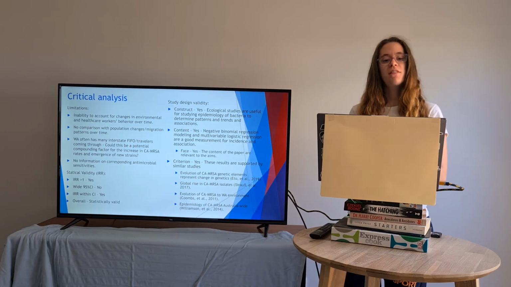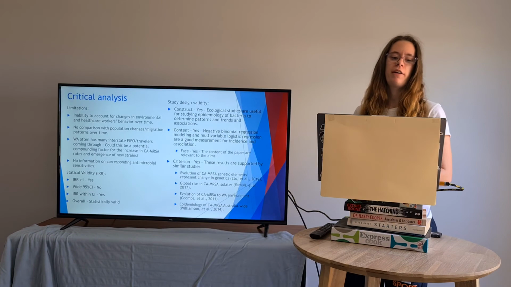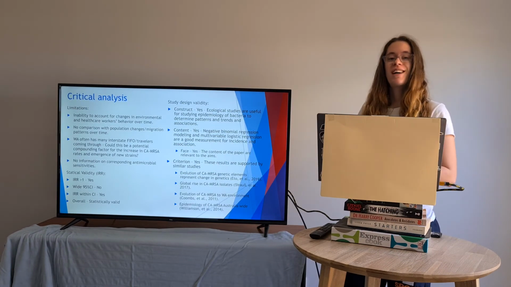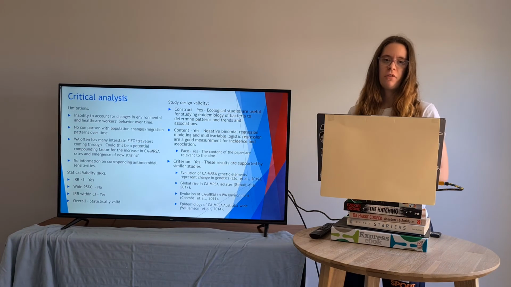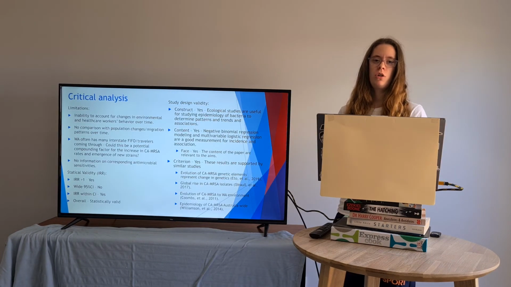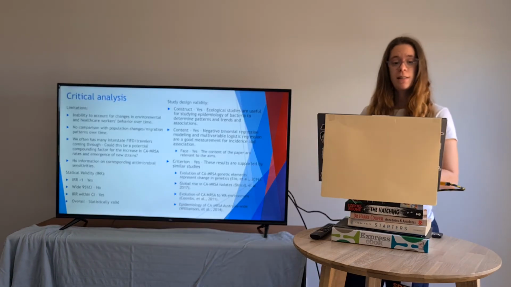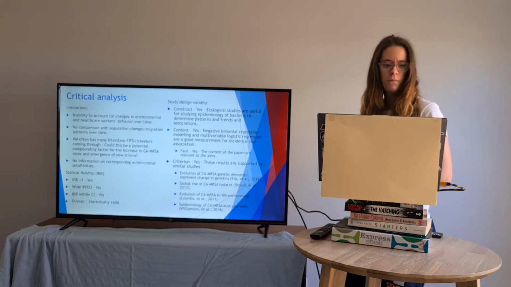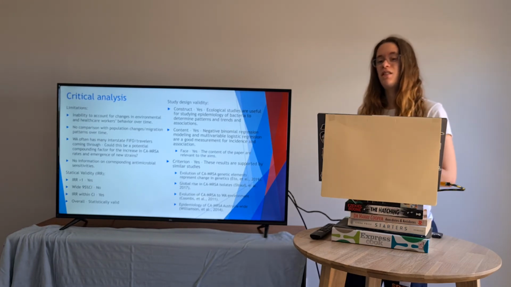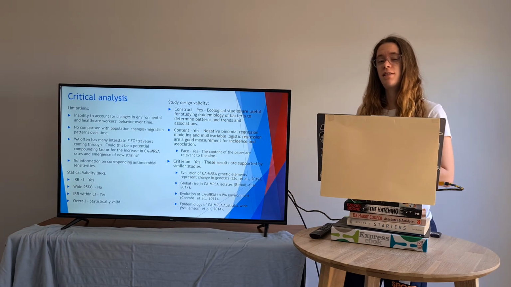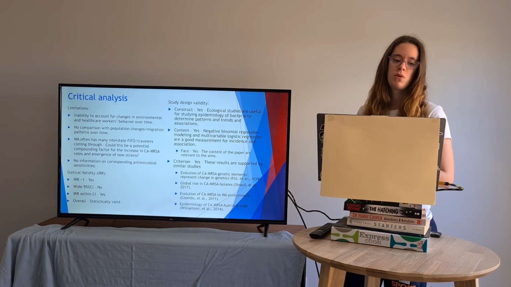Secondly, there is no comparison with the population changes or migration patterns over time. Thirdly, WA often has a lot of FIFO and interstate travellers coming through, a lot shared with the Northern Territory and South Australia. Could this potentially be a confounding factor that increases the CA-MRSA rates and emergence of new strains? It would be interesting to know. Lastly, there is no information on the corresponding antimicrobial sensitivities of these MRSA strains. All we know is that they have resistance to methicillin-based antimicrobials.